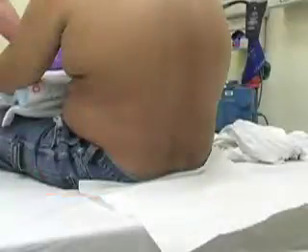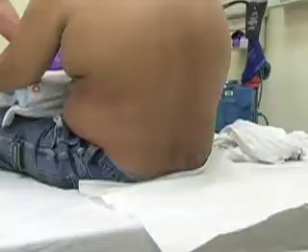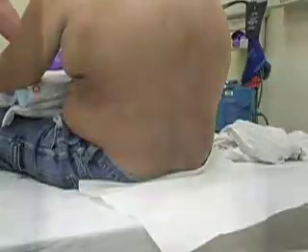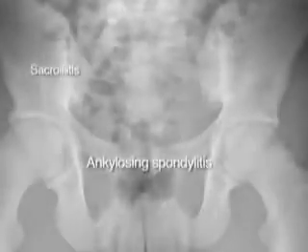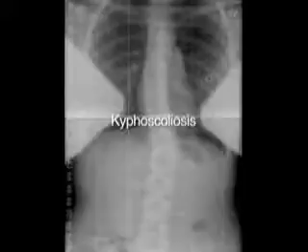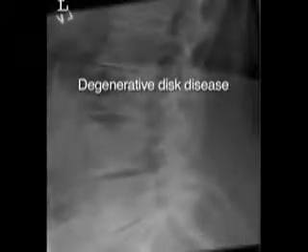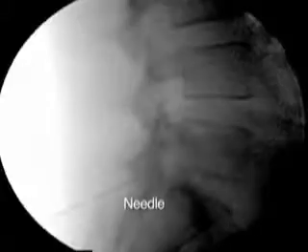Obese patients may represent a challenge due to difficulty in identifying landmarks. Other conditions, such as osteoarthritis, ankylosing spondylitis, kyphoscoliosis, previous surgery that has altered landmarks or spaces, and degenerative disc disease, also may make the procedure more difficult. If faced with these challenges, consider consultation with an anesthesiologist or perhaps a radiologist, if fluoroscopy-guided lumbar puncture seems to be a better approach.